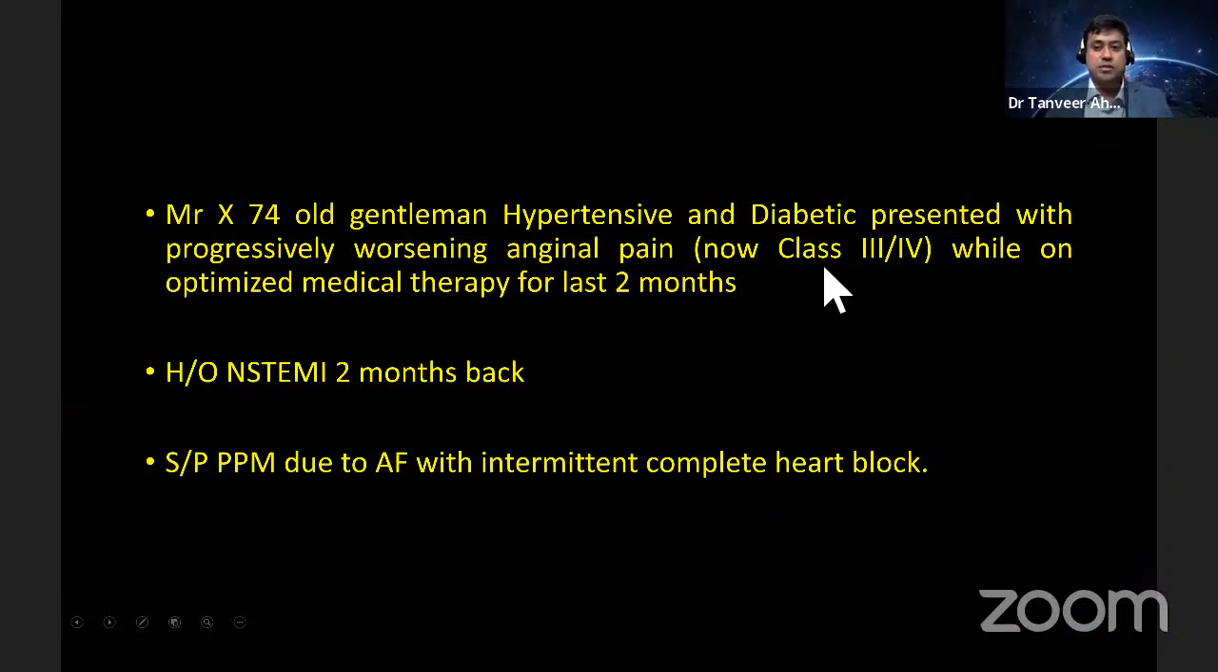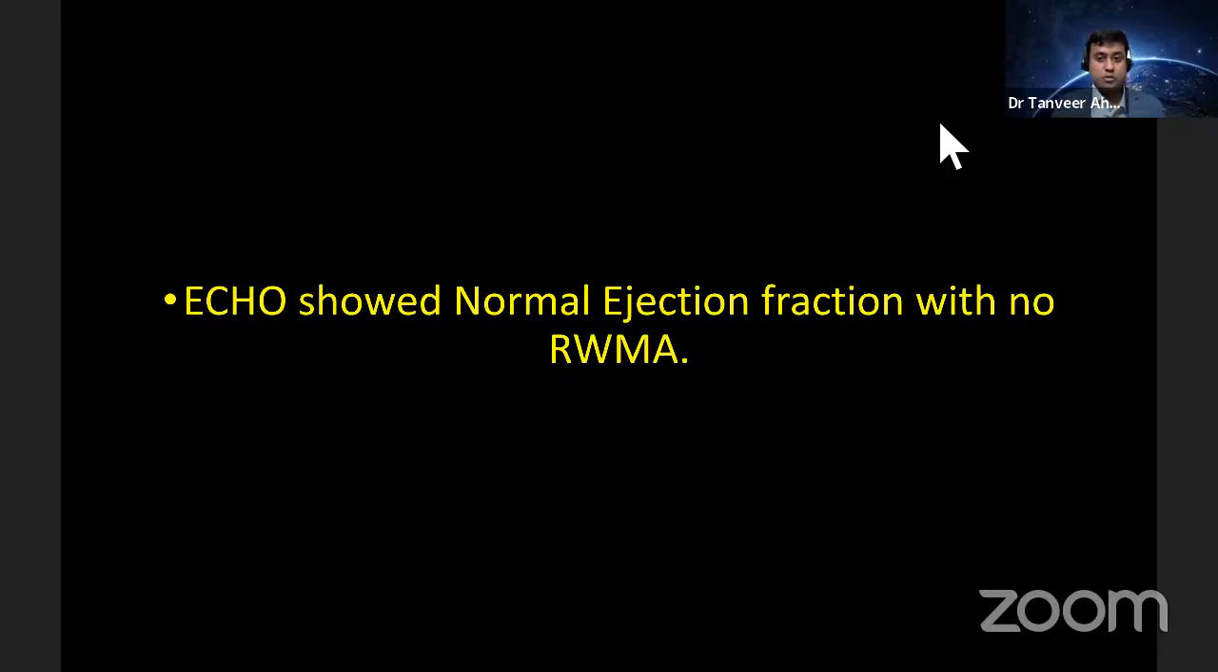So it's about the rotatripsy case. A 74-year-old gentleman, hypertensive and diabetic, presented with class 3-4 angina and was on optimal medical management for the last 2 months. He had a history of non-ST MI, and he was put on a permanent pacemaker due to intermittent complete heart block with atrial fibrillation.